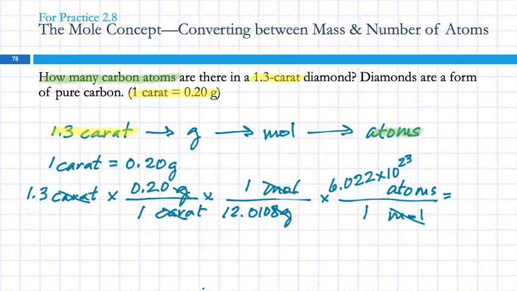So now we know what to do. 1.3 times 0.2 divided by 12.0108 times 6.022 EE 23 equals. And it's going to give me a big long mess. I'm going to write the whole thing out just so you can see what it looks like.